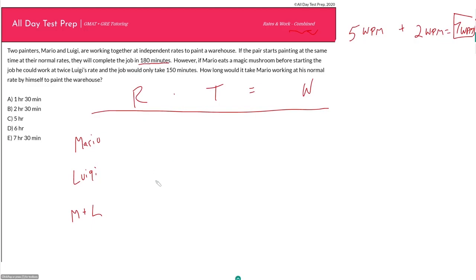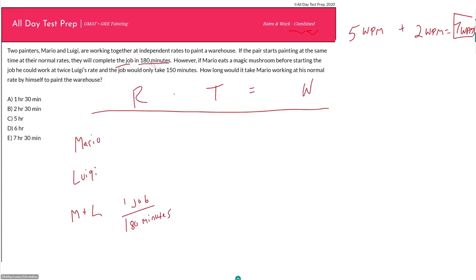But for the rate, we do not want to write 180 minutes, because minutes is not a unit of rate. Rate is work over time. And so our work is in terms of one job, right? Or one warehouse. And so the rate isn't 180 minutes. It is one job per 180 minutes.